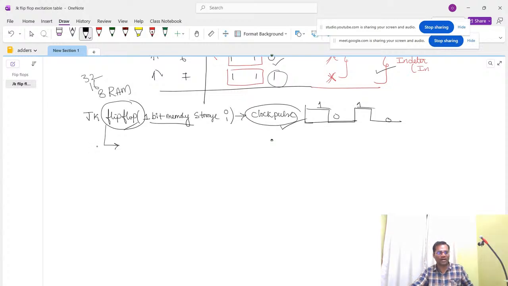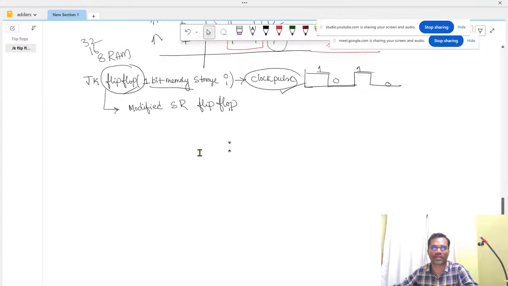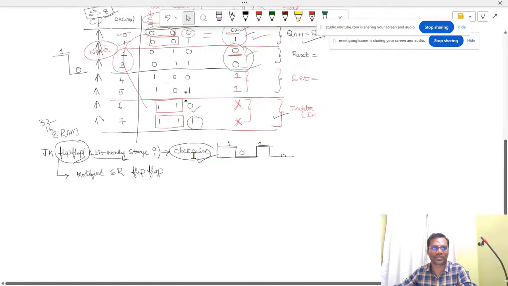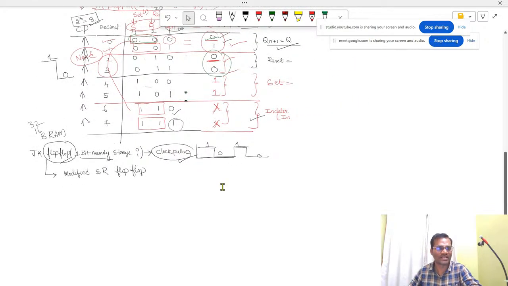So now, how to construct a JK flip flop? JK flip flop is also called by one more name: a modified SR flip flop. How this SR flip flop is modified is very important now. Now let us try to see the modification, what you have to do to construct a JK flip flop from an SR flip flop.